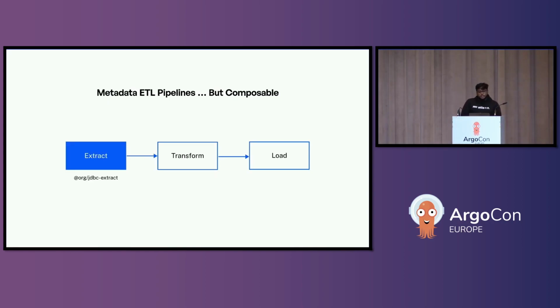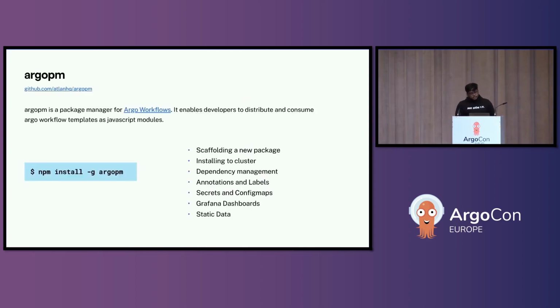So our idea was that, okay, why can't we just use Argo workflows as packages? Just like we do for JavaScript, just like we do for Python, for Golang. Why can't a workflow be a package in itself? So that's how we built Argo PM. It's inspired by NPM. It's a package manager for Argo workflows.